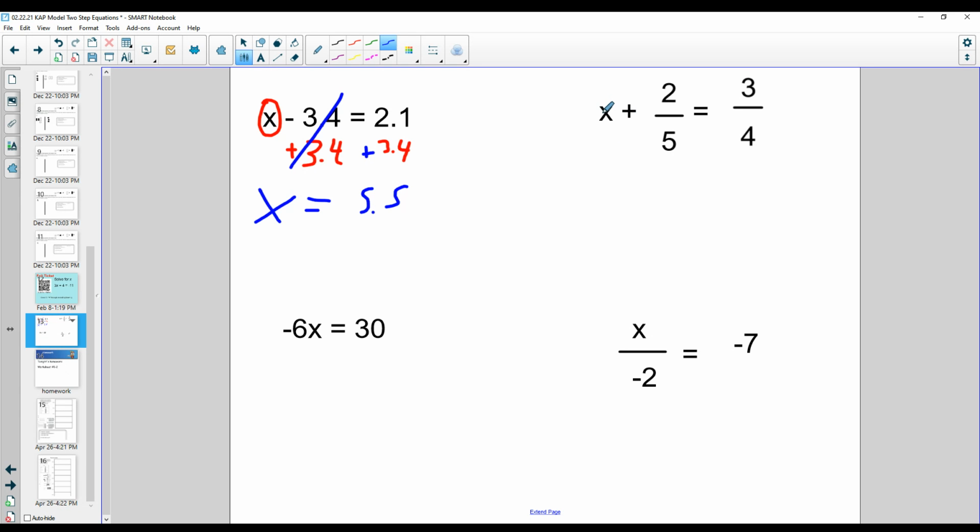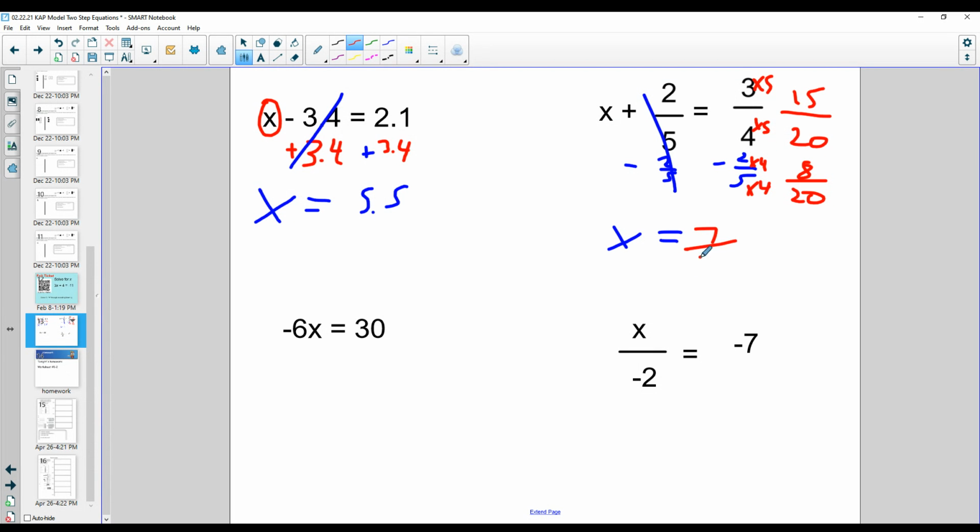Next one, X. I need to isolate X. To isolate X, to make X by itself, I have to undo this addition. So I subtract 2/5 from both sides. Cancel. X is equal... Do they share a common denominator of 20? 20. How many 4s go in 20? 5 times. So that's 15/20. Can I rename 2/5? 2/5 times 4 over 4. That's 8/20. So 15/20 minus 8/20 is 7/20. 7/20 plus 2/5 equals 3/4.